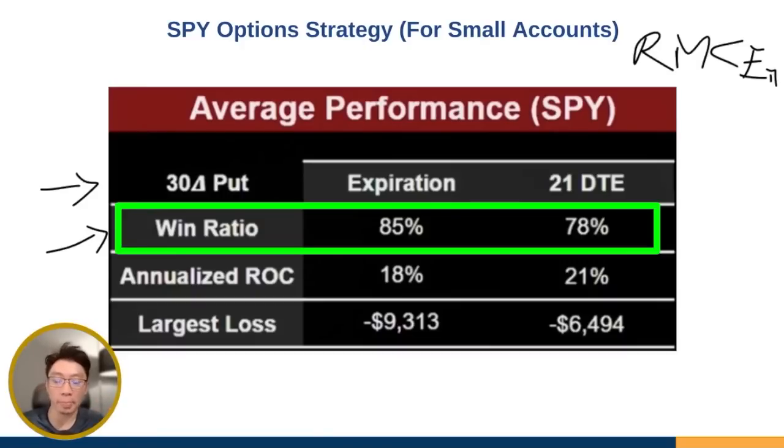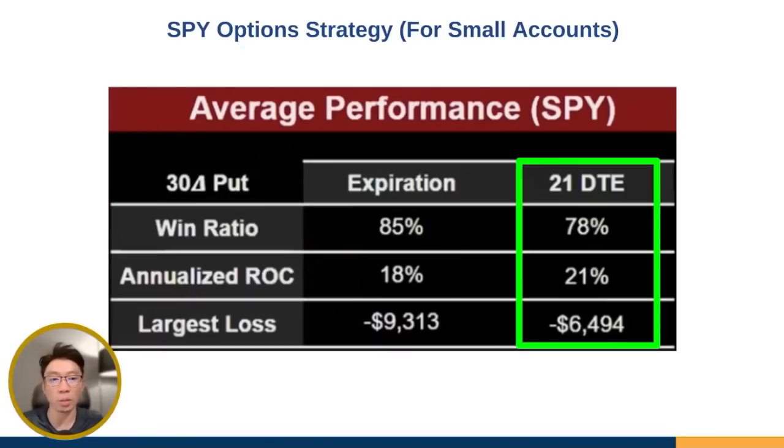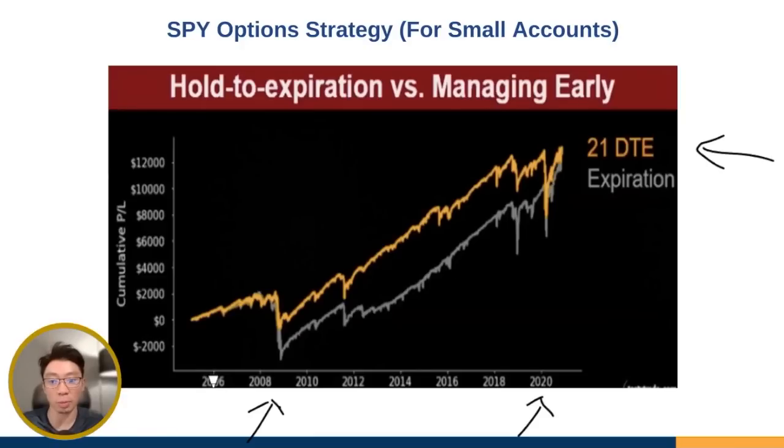But for the purpose of trading this short put for small accounts, what we're really going to focus on is the 21 DTE, right? So why the 21 DTE? Because you have a higher return. You can get about 21%, right? As you can see, this study has been done over quite some time, from 2006 all the way to 2020. So this is easily more than 10 years.